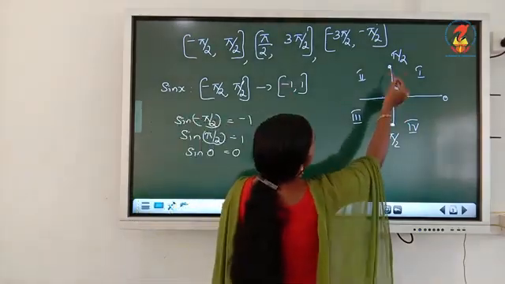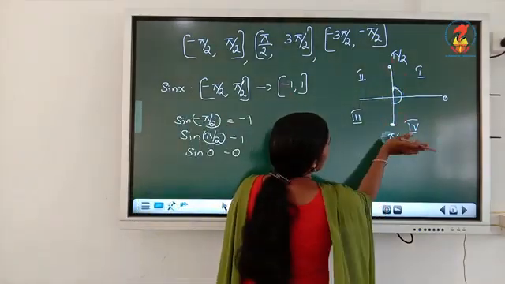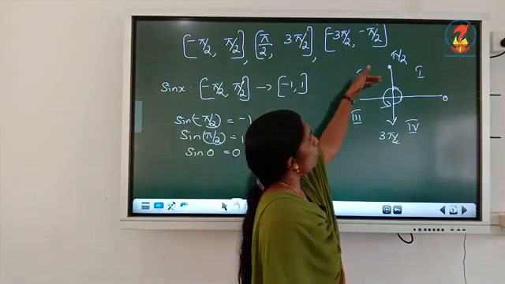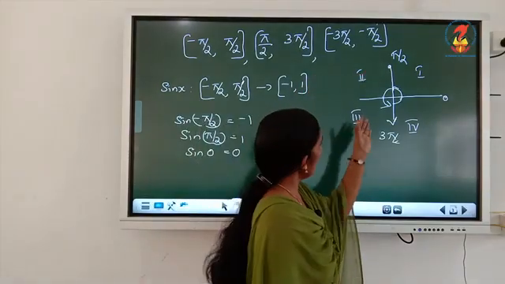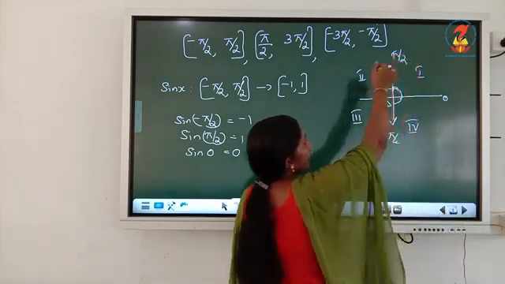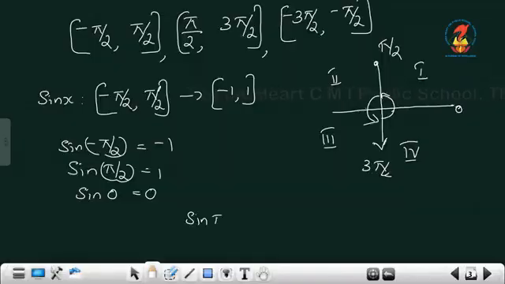So which is that interval? Pi by 2 is here. This value 3 pi by 2 means it is 270. So this portion. Okay. There also, in the second quadrant sine value is positive and in the third quadrant sine value is negative. And here sine 90, that is sine pi by 2, is equal to 1, and sine 3 pi by 2 is equal to minus 1.